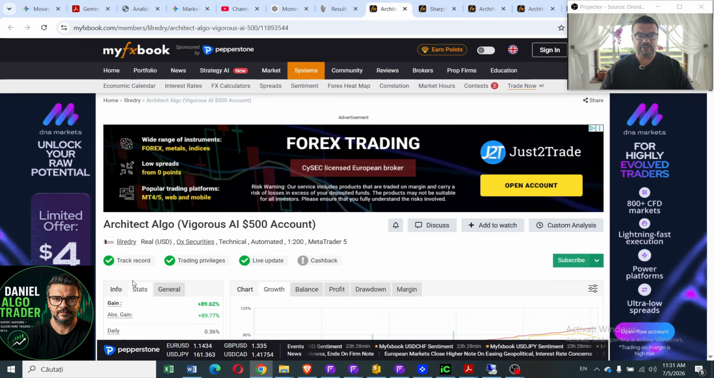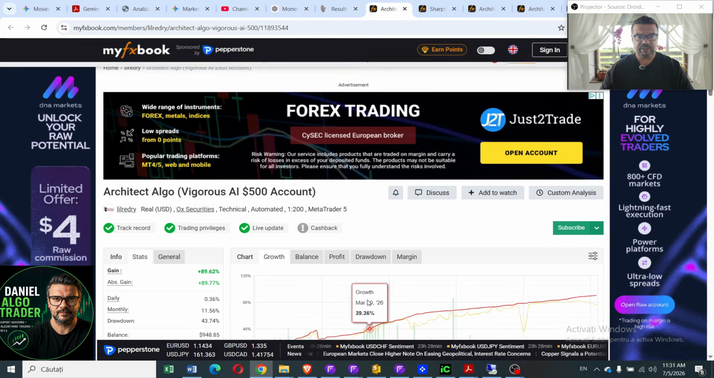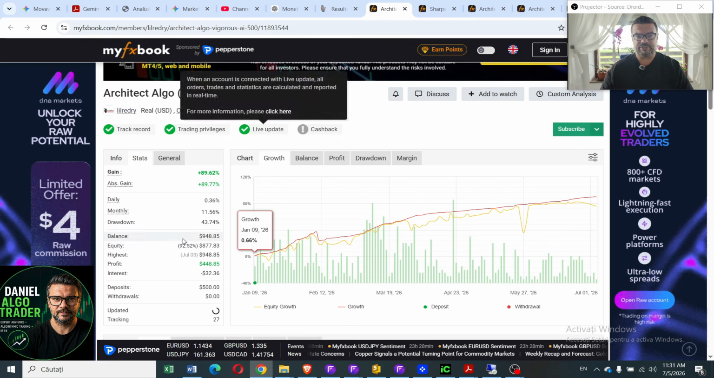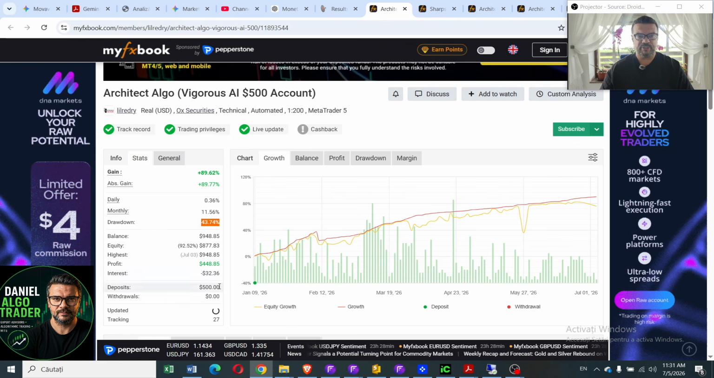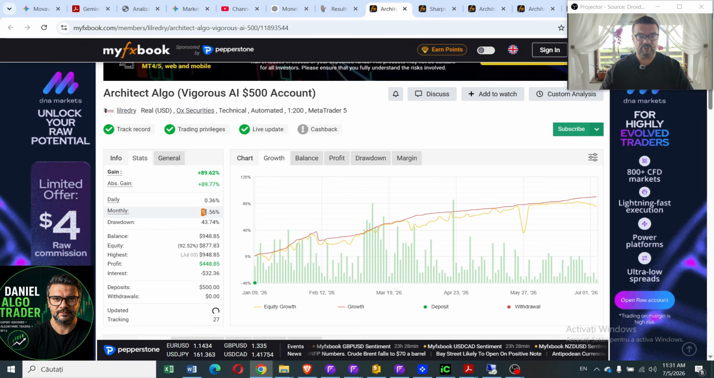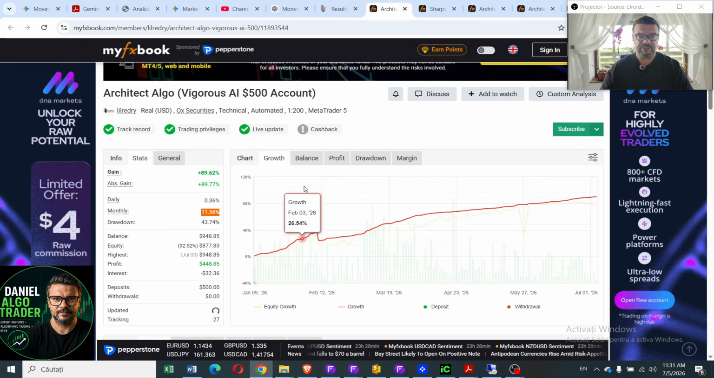We can go now to the next one, which is using the Vigorous AI on a small $500 account. So this can be used even on such a small account. Of course, with a higher risk, the drawdown is a bit higher, 43%, but overall the deposit was $500, and at this moment the account has $948 with a profit of $448, and this was made only since January. So the average monthly profit in this account is 11%, but again, it's slightly riskier.